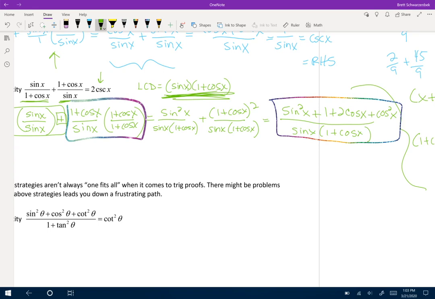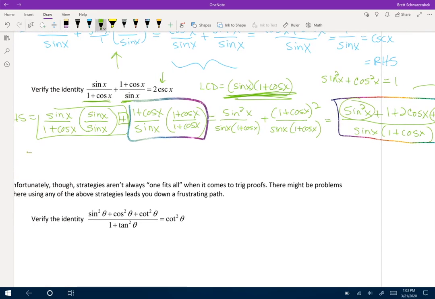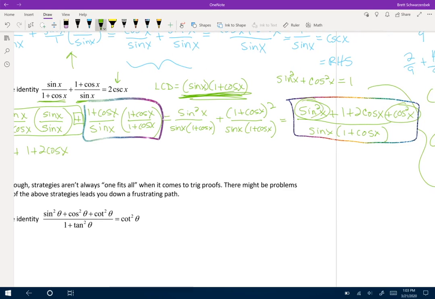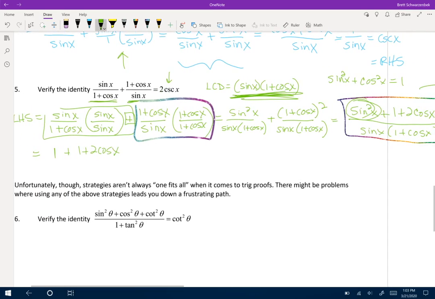So hopefully you notice that we have a cosine squared and a sine squared summed up here, which we know is 1. So what we're going to do is take this and this, and replace it with the number 1. So over here we get the number 1, which was our sine squared plus cosine squared, and then what was left over, which was 1 plus 2 cosine x. So replace sine squared plus cosine squared with 1, plus 1 plus 2 cosine x, and then let's repeat the bottom, which is sine x times 1 plus cosine x.